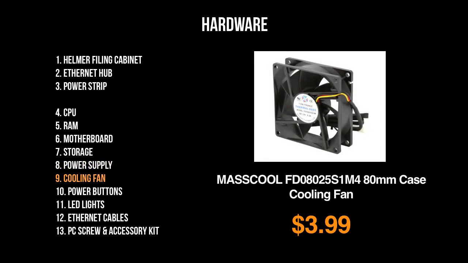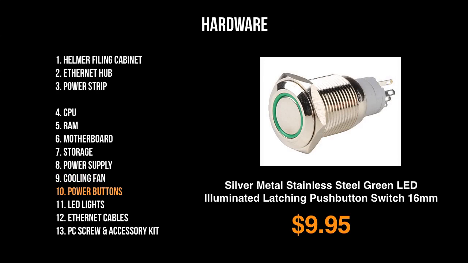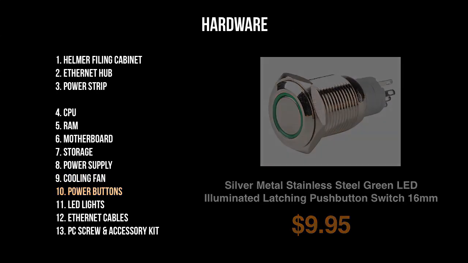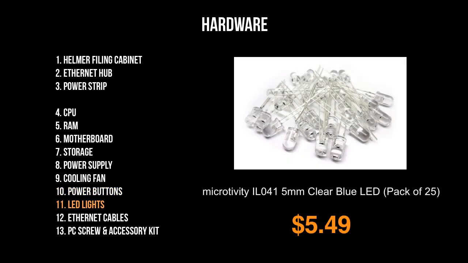Number 9, a cooling fan. Another standard piece of computer hardware needed to pull cool air through the front ventilation while pushing hot air out the back. The dimensions here are important. The 80mm size fit perfectly for me. Item number 10, power buttons. We'll want to be able to turn our nodes on and off, of course. Number 11, LEDs. This is optional. I chose to add an LED to each node to tell me when the hard drive was in use. This isn't strictly necessary, but I think it looks cool and high-tech.